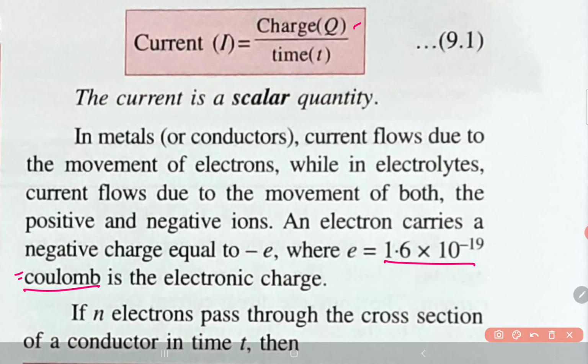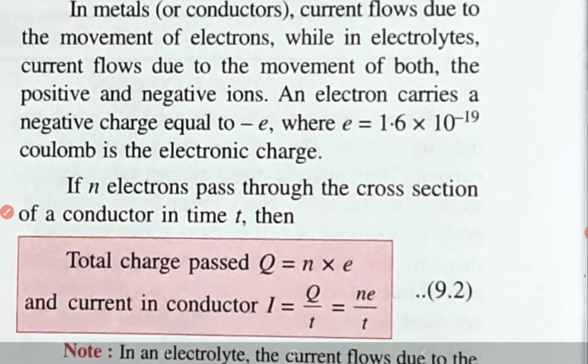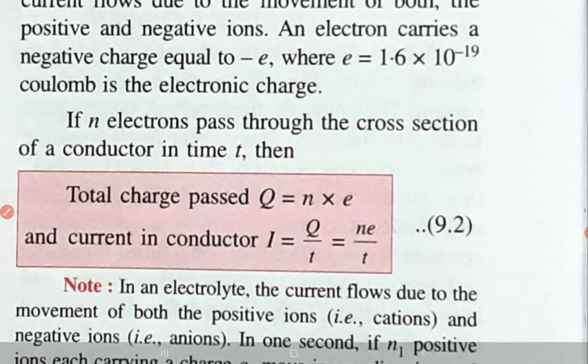If n electrons pass through the cross section of a conductor in time t, then the total charge q which is passing through that cross sectional area can be written as n into e. Here n represents the number of electrons, and e represents the charge of one electron. Thus the current I equals q upon t can now be written as ne upon t. Now ne is the total charge, that is the number of electrons multiplied by the charge of one electron, that is 1.6 into 10 to the power minus 19 coulomb.